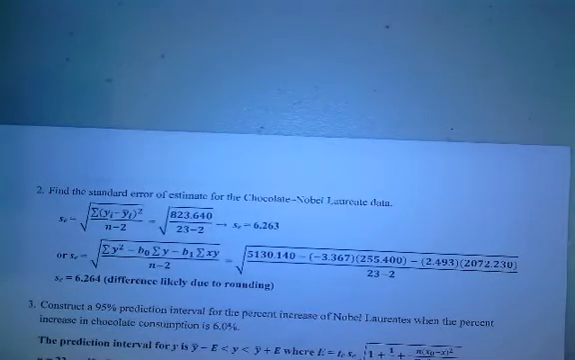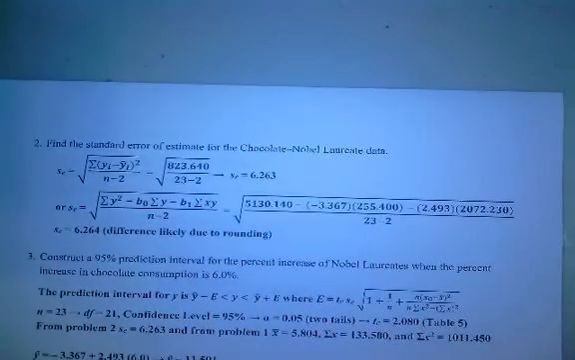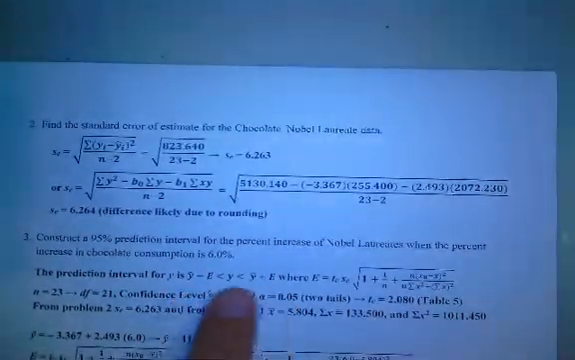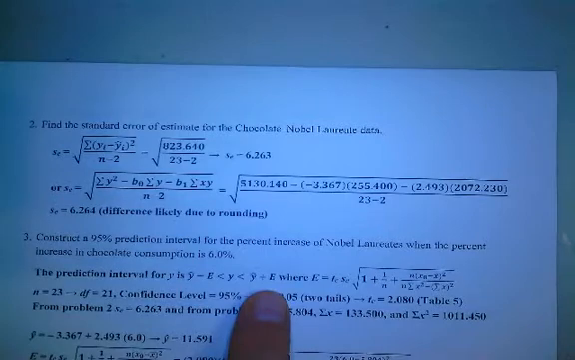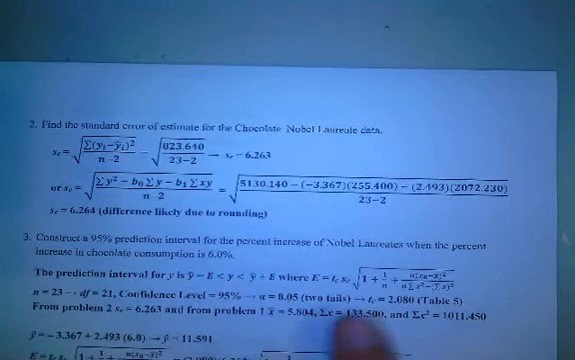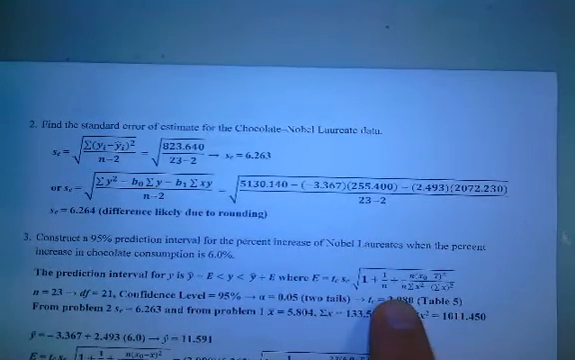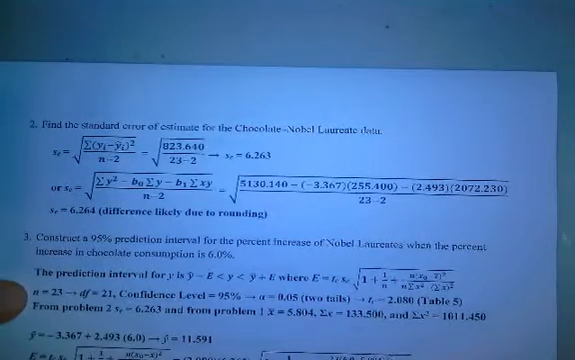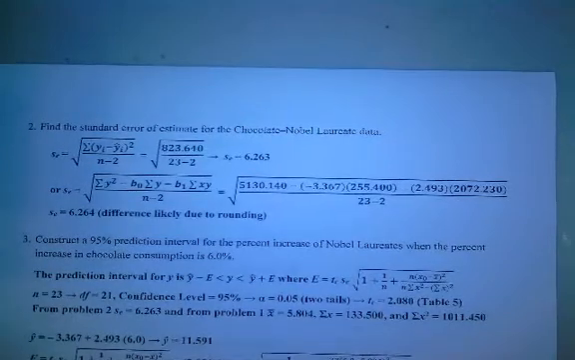Now let's go ahead and construct a 95% prediction interval for the percent increases. We do have our equation, and we're going to use 6% as the increase in chocolate consumption as our x0 value. So, again, we're going to create a prediction interval for where the true value of y would fall between those two. Here is our margin of error equation. Since we have n of 23, that means the degrees of freedom is 21.